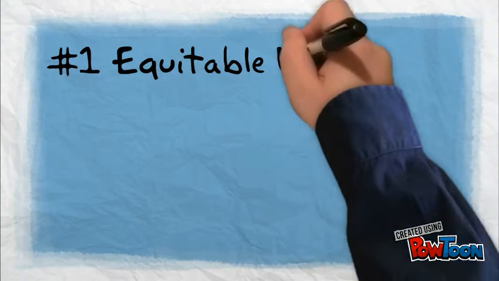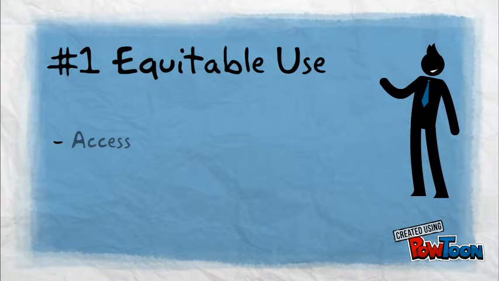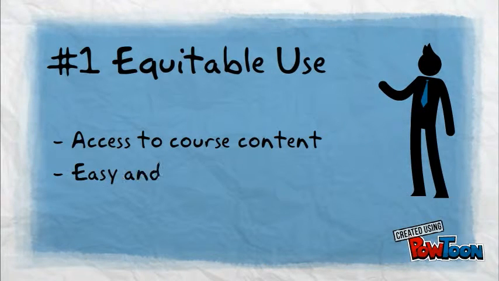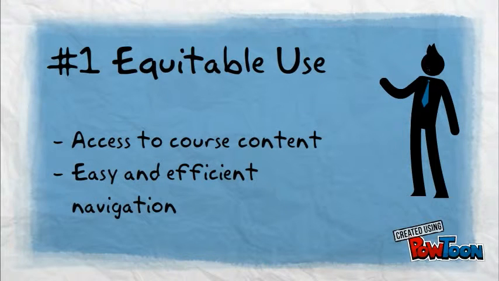The first principle is equitable use. This means that every student has the same access to the course content regardless of their learning needs. It also means that every student is able to navigate the course in an easy and efficient manner without confusion on where to find the content that they may need.